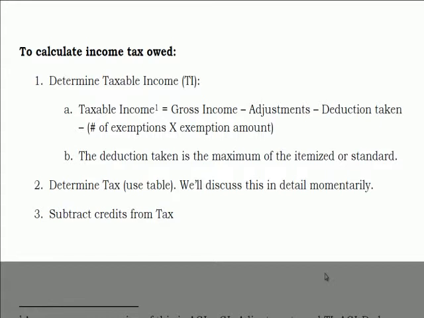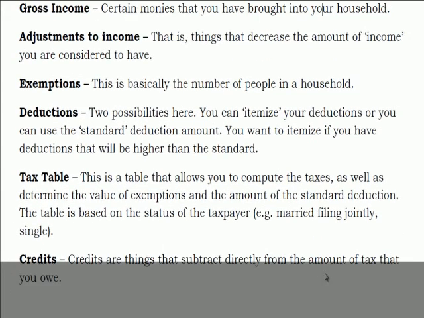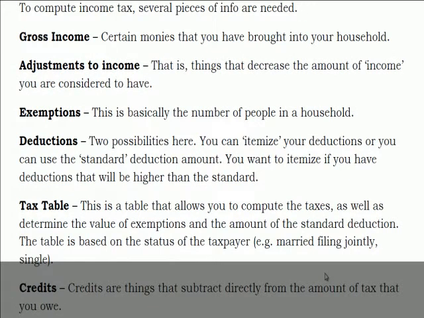That's step 1. Step 2 is to determine the tax, which we will get from the tax table. I'm going to call this in class the tentative tax. So step 2 gives us the tentative tax. And step 3 is to subtract the credits from the tax. Importantly, you want to pay attention to the fact that the credits come last. Now, to go through this again, you start with your income, you subtract off the exemptions, adjustments, and deductions.